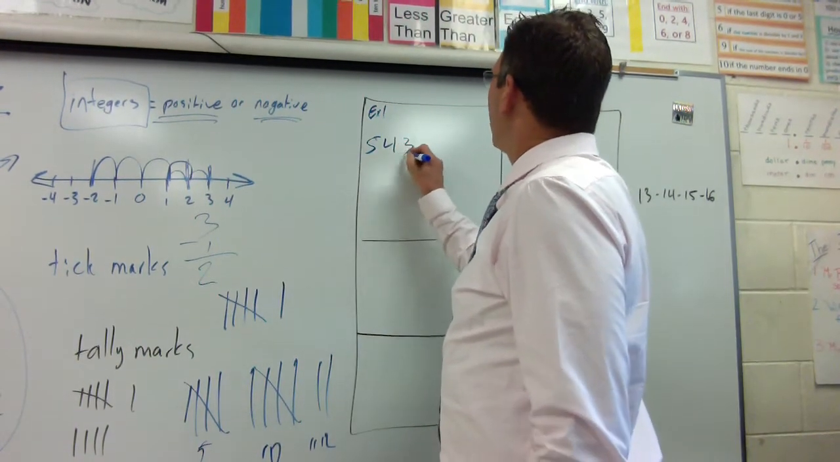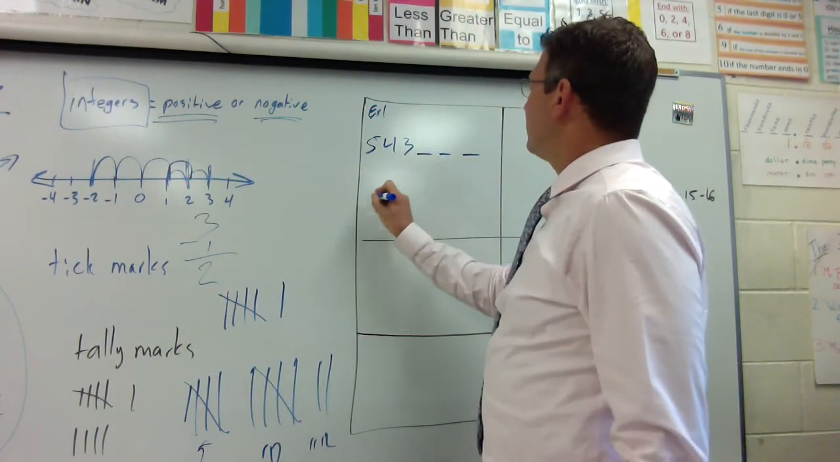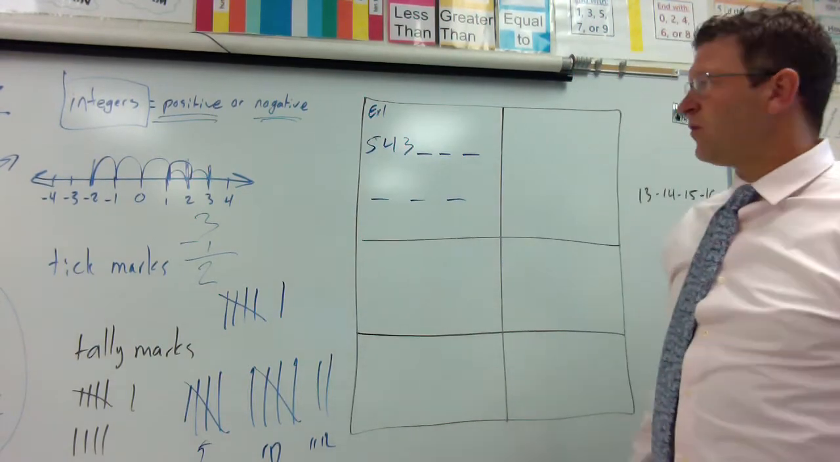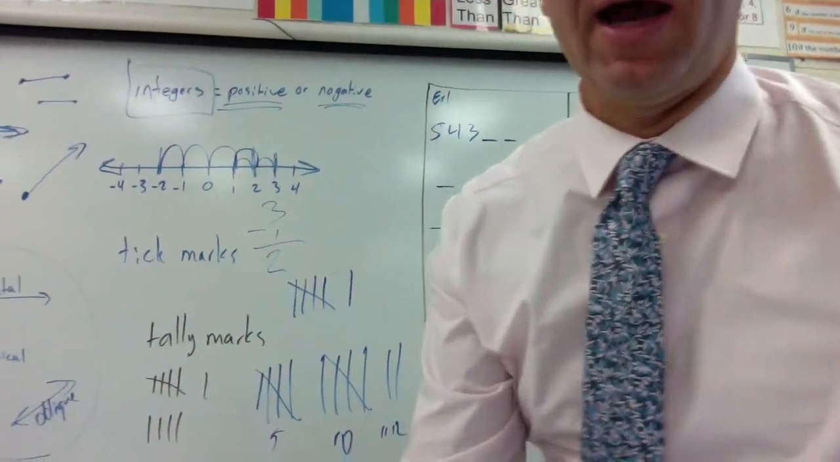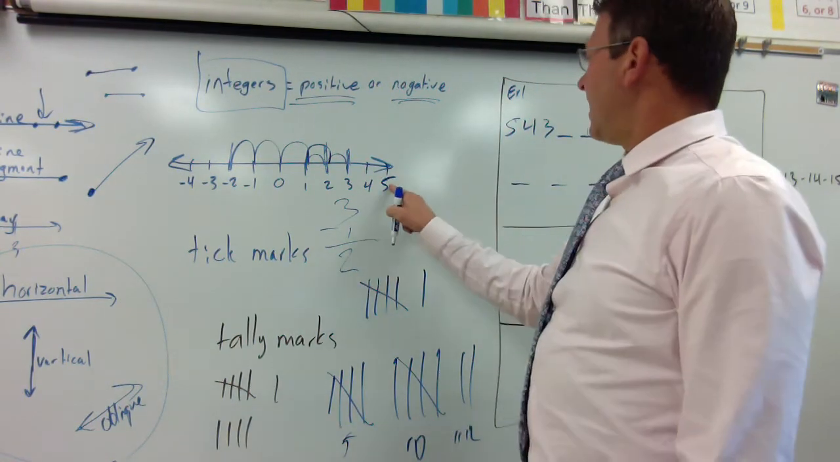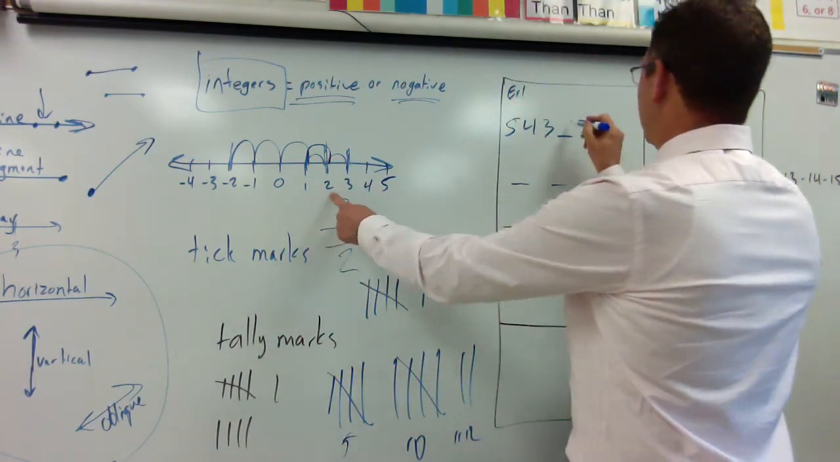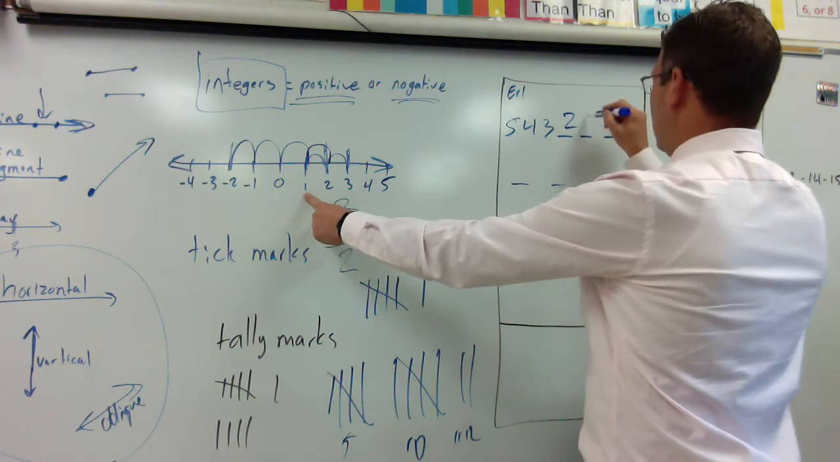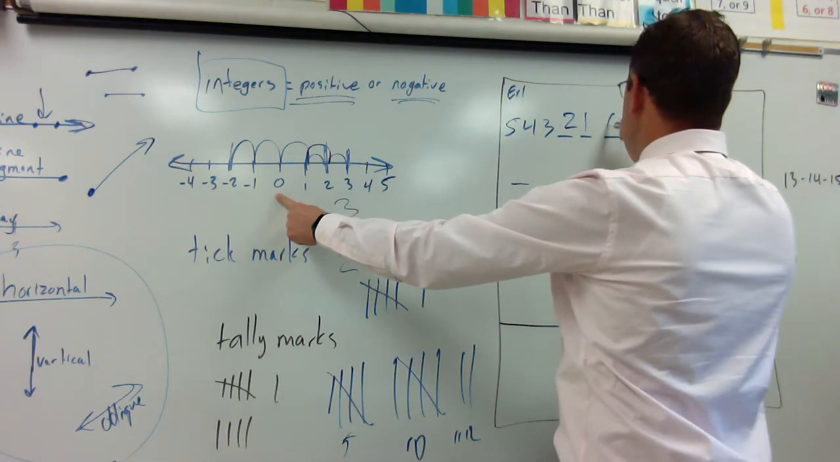5, 4, 3. 1, 2, 3, 4, 5, 6. Well, this is pretty easy. I'm going to jump right over to my number line over here and check it out. Well, they had a 5. 5, 4, 3. The next one would be 2. The next one would be 1. The next one would be 0.